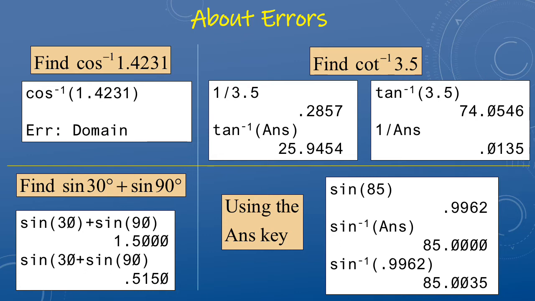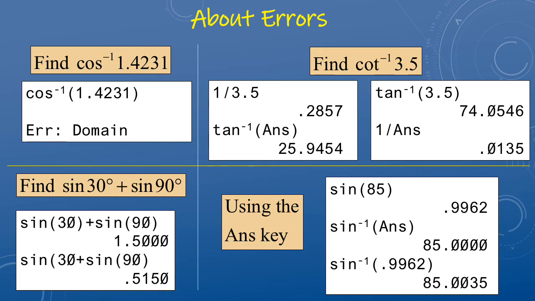So we take the sine of 85 degrees and we get, to 4 decimal places, 0.9962. If we then take the inverse sine of that answer, we come back to 85 degrees. But notice that if we type in the inverse sine of 0.9962, we don't get exactly 85, we get 85.0035. That's because the sine of 85 degrees is not exactly 0.9962. It is that number accurate to 4 decimal places. So it could be slightly less or slightly more.